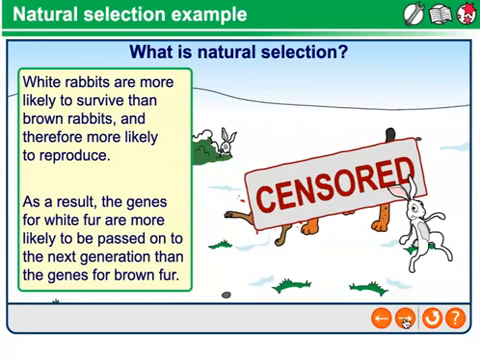White rabbits are more likely to survive than the brown rabbits and therefore are more likely to reproduce. That's the important part. If you survive because you are better fit to the environment, you are then more likely to pass the characteristics that you have on to the next generation. As a result, the genes for white fur are more likely to be passed on to the next generation than the genes for brown fur.